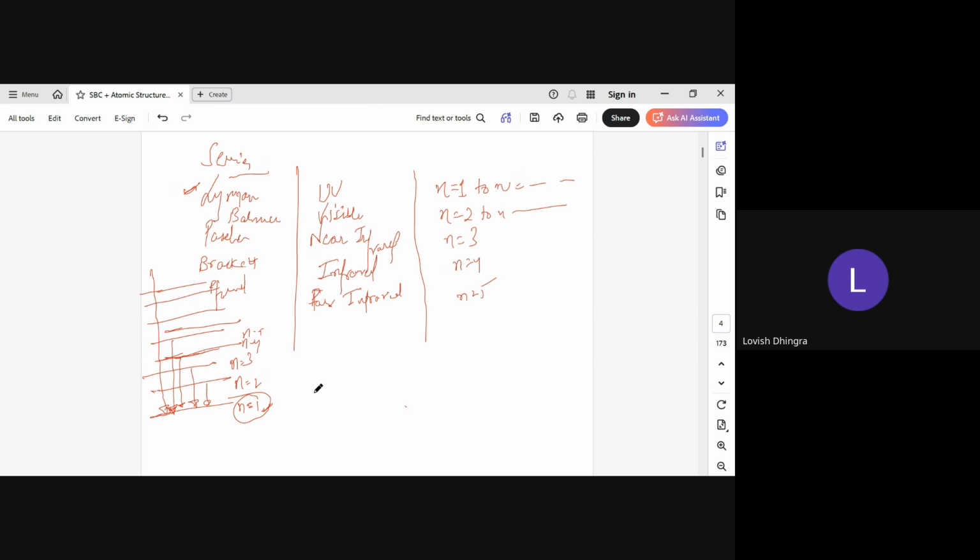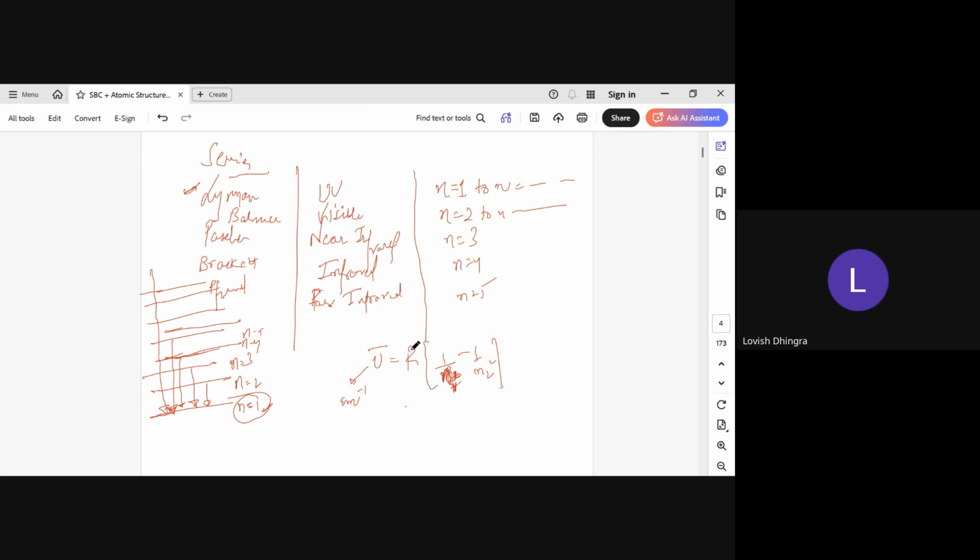If we have to determine the wave number or the wavelength for any series of the hydrogen spectrum, how can you determine it? A formula is there: nu bar is equal to R into 1 upon n1 square minus 1 upon n2 square. The unit of nu bar is centimeter inverse, because it is just the inverse of the wavelength. Wavelength is in centimeter, so this will be in centimeter inverse.